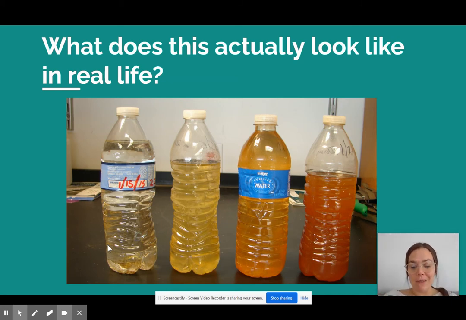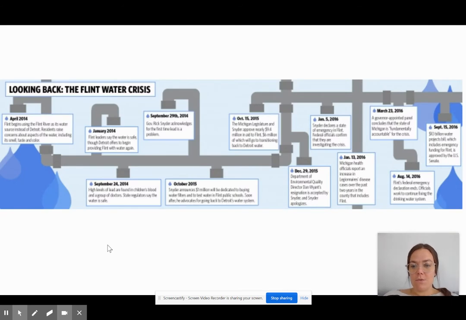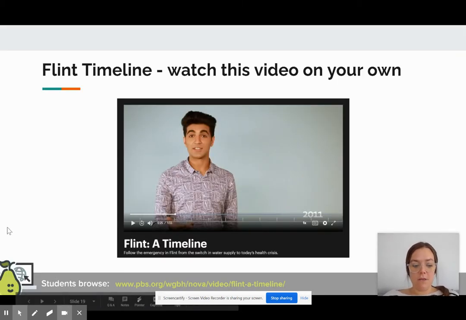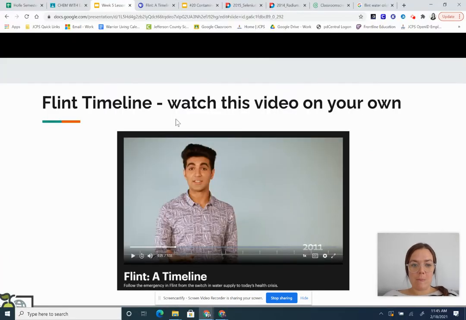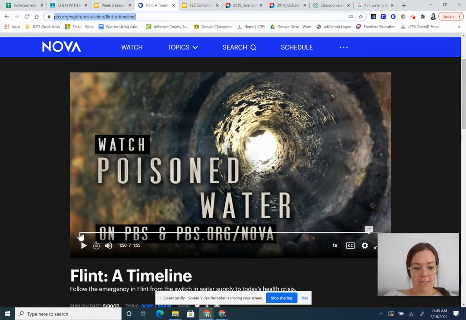Well, here's your example. These water bottles show what real water from real faucets in Flint, Michigan looked like about 5 years ago. And the Flint water crisis is something that maybe you've heard of before. And if you haven't, hopefully I can give you some insight into that today. So there's a timeline of events that led to this just awful crisis for people that lived in Flint, Michigan. And so the first thing we're going to do is watch this short video explaining how we got to that place.